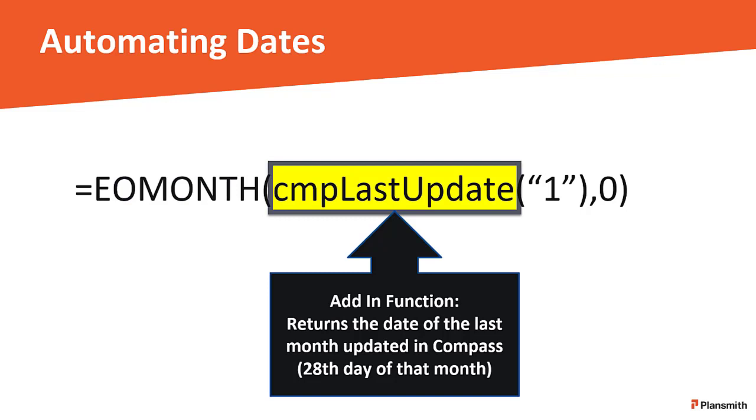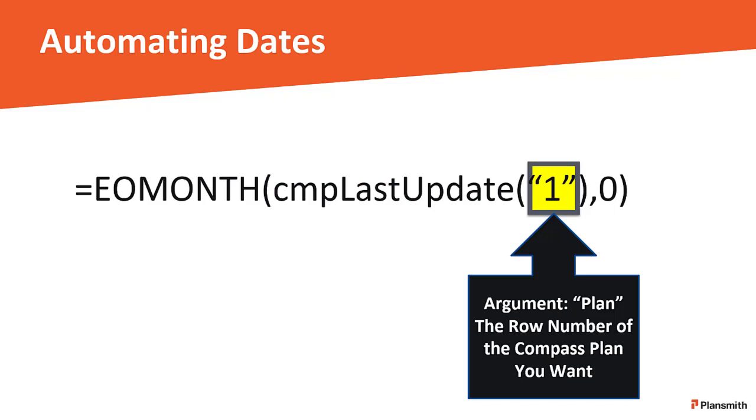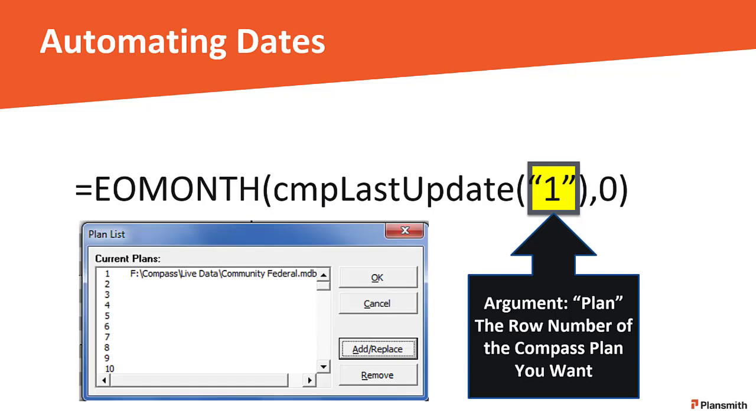The Compass function, CMP last update, will return that date for the last time you updated the plan. Let's look at the 2 arguments involved in this formula. The first argument here is the Compass plan number. Remember, that's the row number from the Compass plan list on that special page in the workbook. Again, if you only have one plan, it's always going to be the 1.